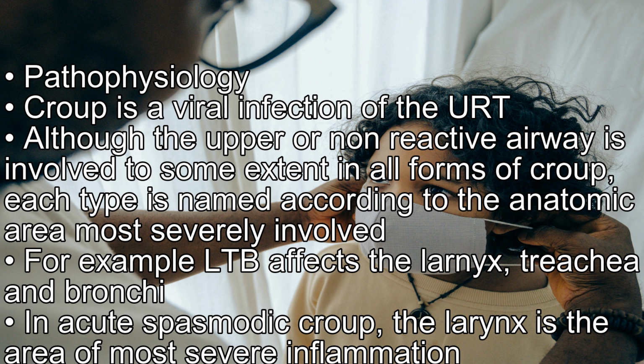Pathophysiology: croup is a viral infection of the URT, although the upper or non-reactive airway is involved to some extent in all forms of croup. Each type is named according to the anatomic area most severely involved. For example, LTB affects the larynx, trachea, and bronchi. In acute spasmodic croup, the larynx is the area of most severe inflammation.